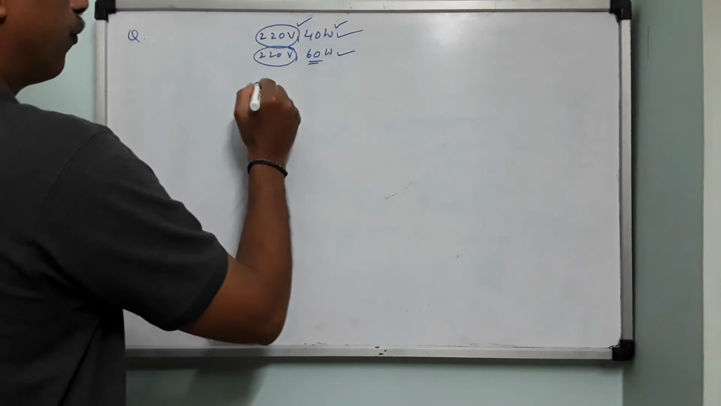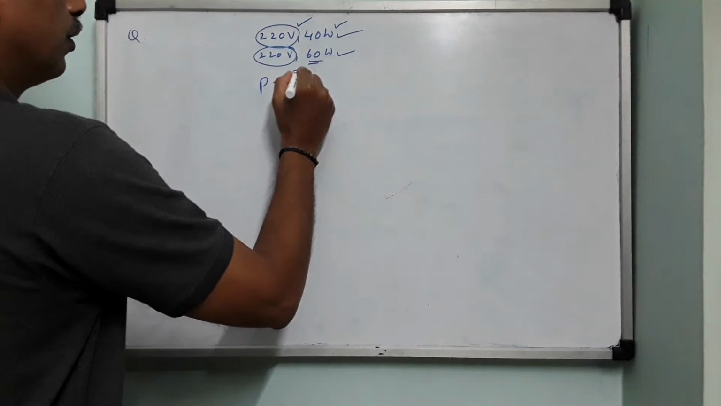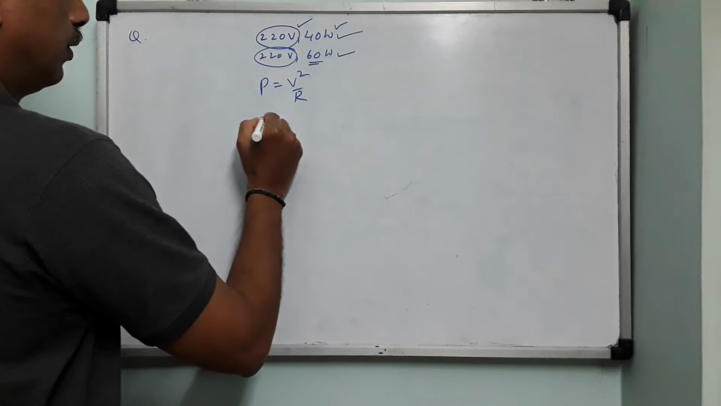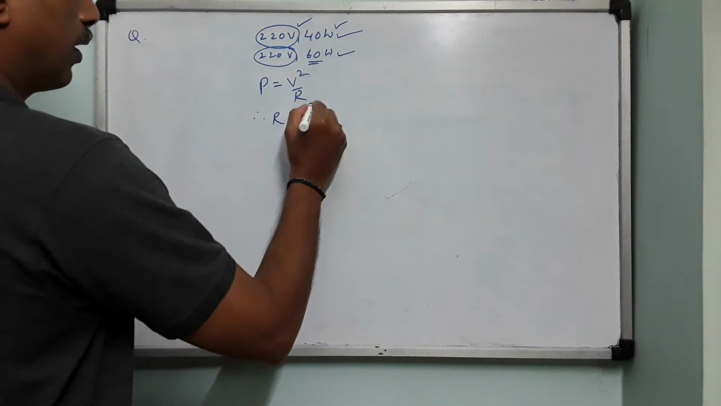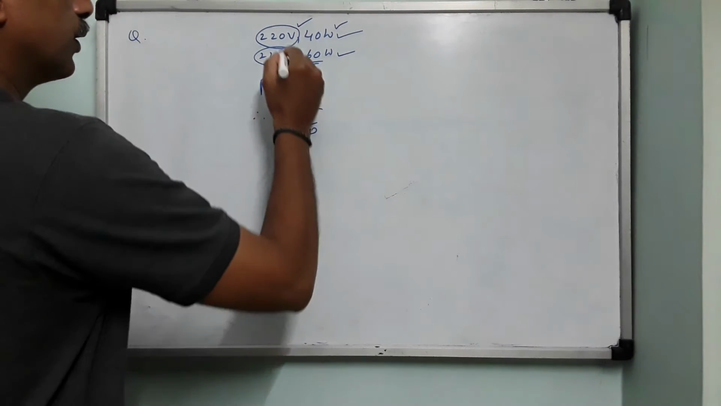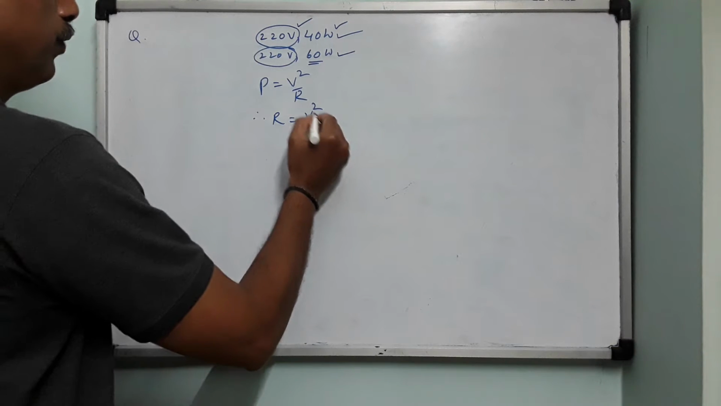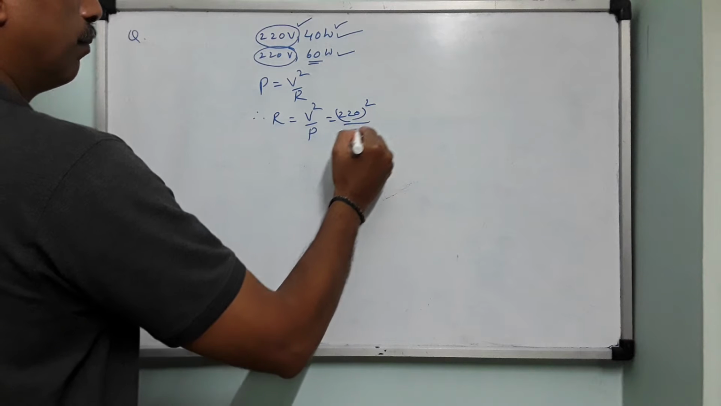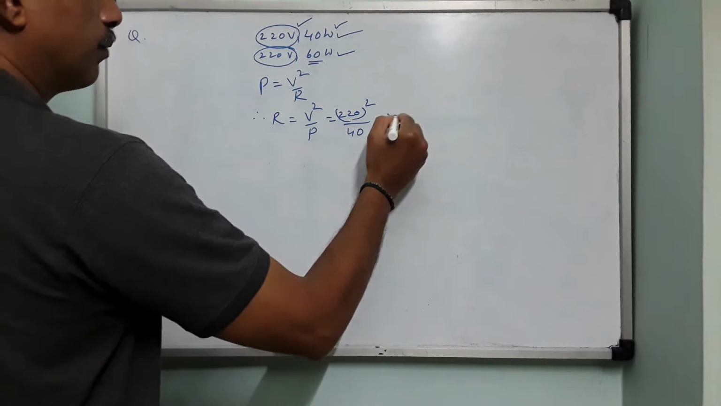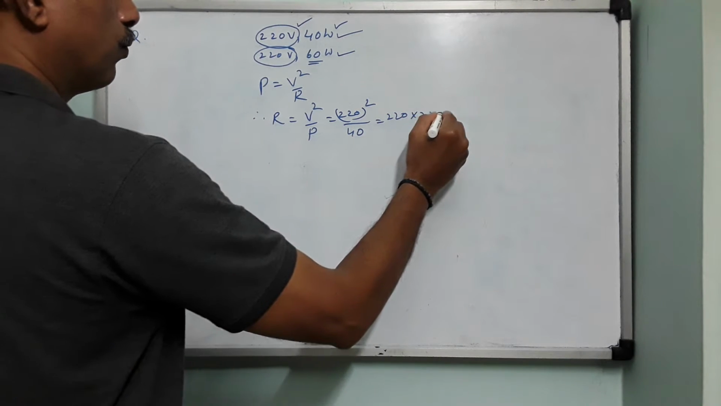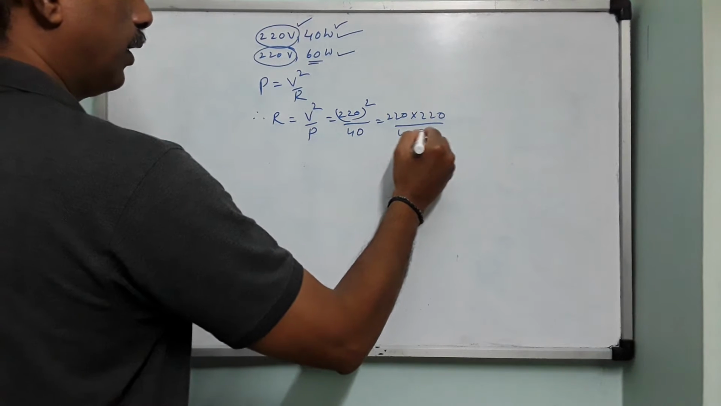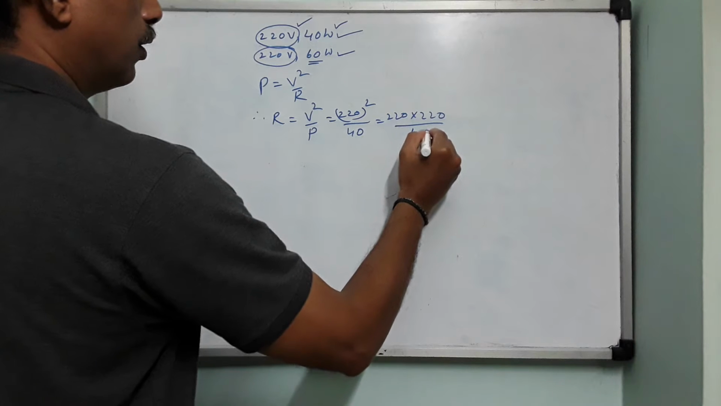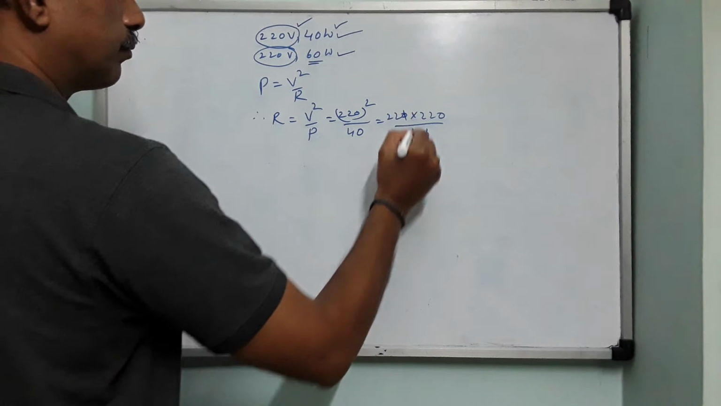So we have a formula P equals V square by R. Therefore, R equals V square by P. So these are the two things available for us: V, 220 volt, 220 whole square, divided by power, which is 40 watt. So it is 220 into 220 divided by 40.